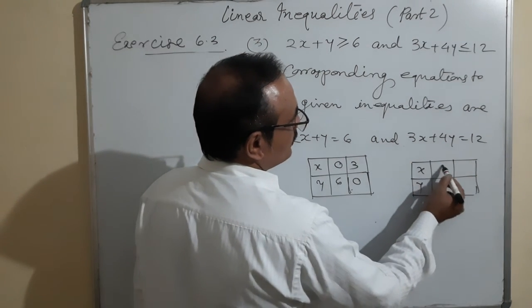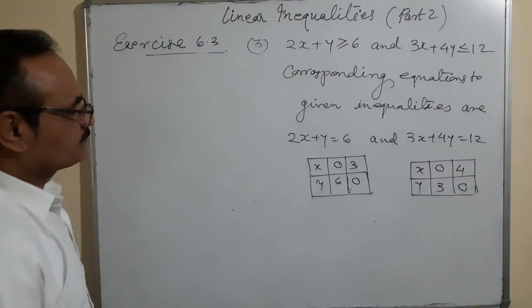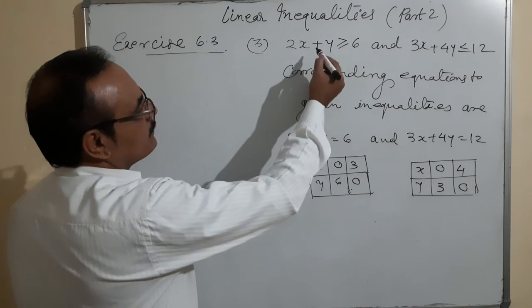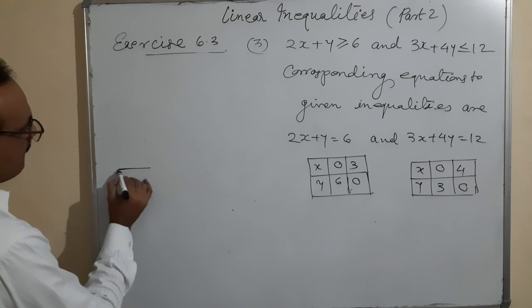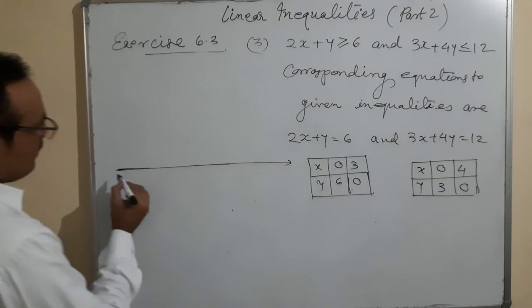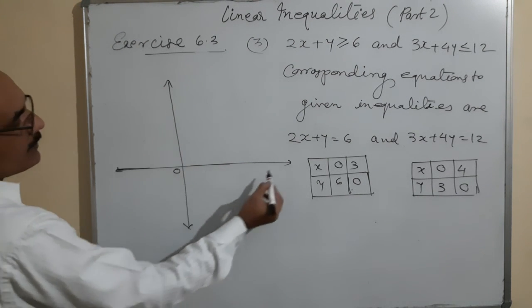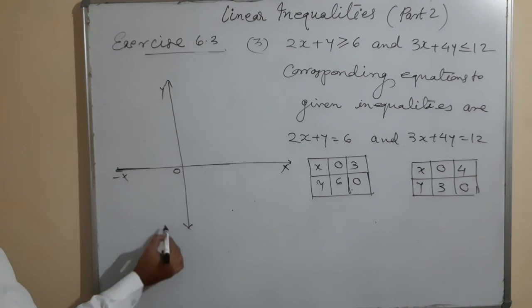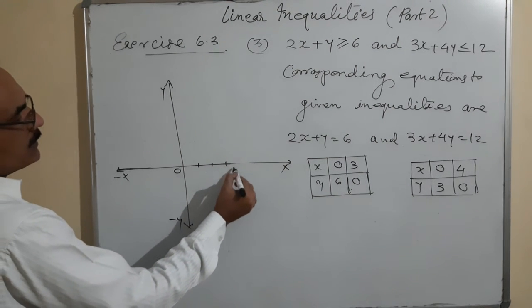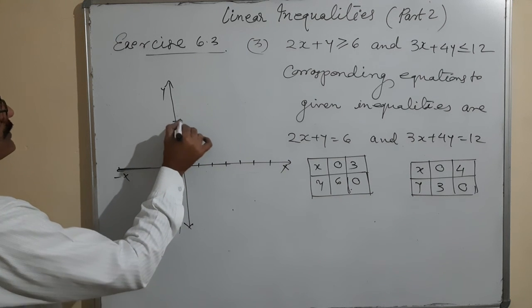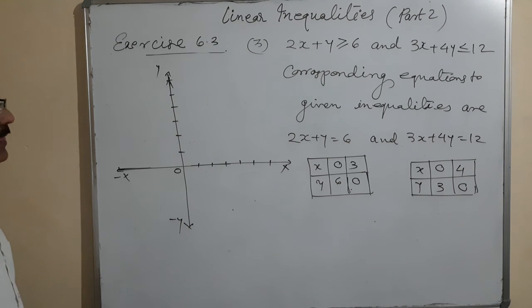Here, put x is equal to 0, y is equal to 3. y is equal to 0, x is equal to 4. Okay. And here also I am finding. First I'll make the representation. After that, x, y, minus x, minus y: 0, 3, 6. Okay. 1, 2, 3, 4, 5, 6. 1, 2, 3, 4, 5, 6. Okay. And here also.